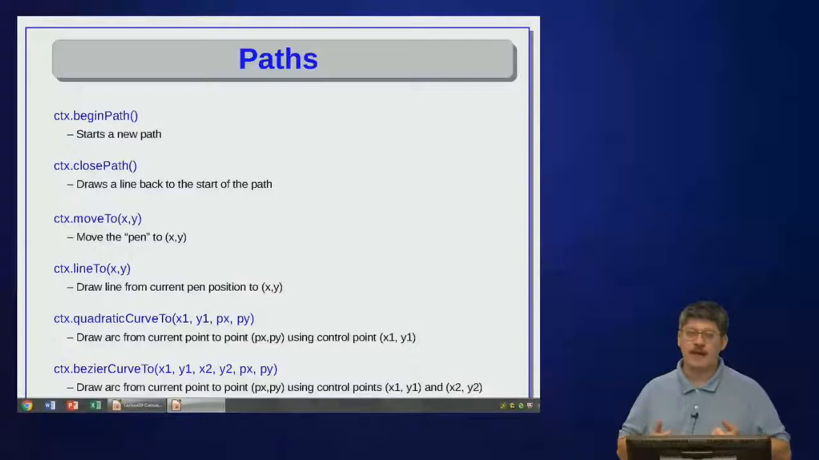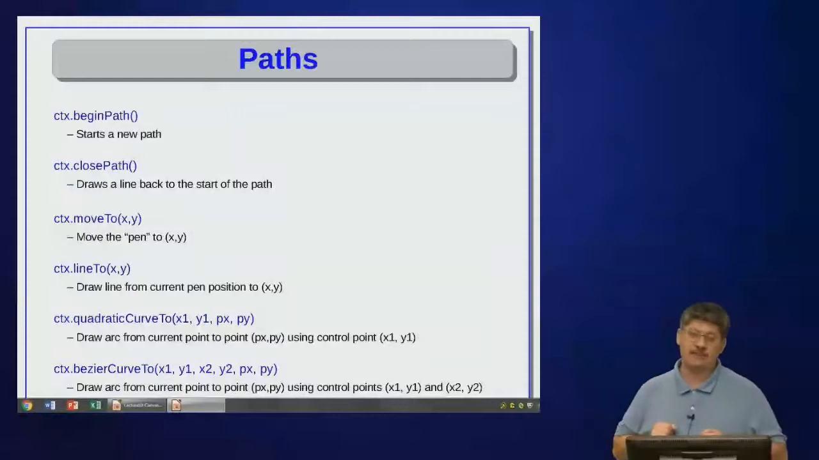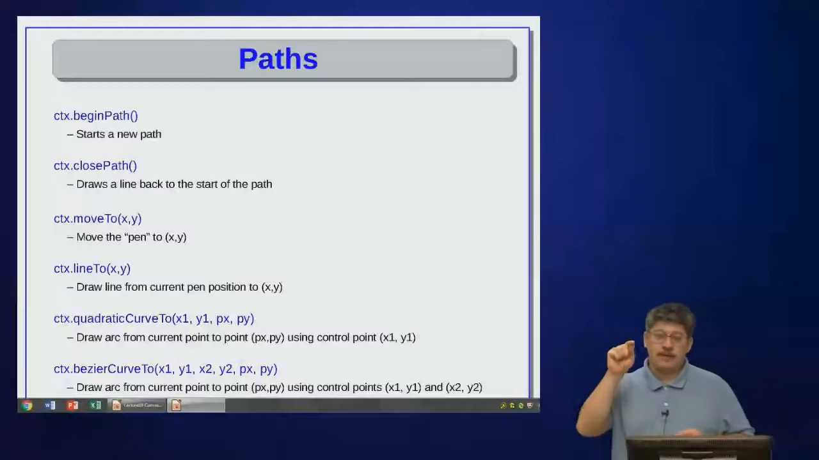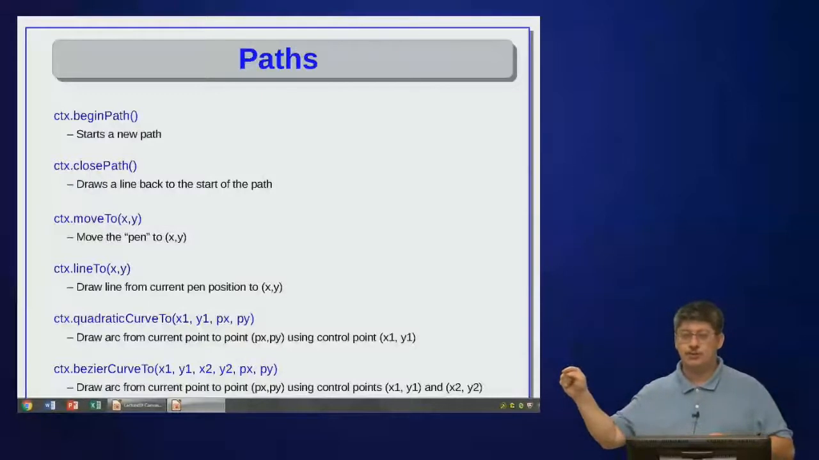There's also a closePath function. As with SVG, closing a path means I draw a line from the current pen position back to the beginning of the path. So it sort of just closes in the shape. There's a moveTo function that moves the pen without drawing. There's a lineTo function that draws a line from the current pen position to a new position, identified by the coordinates x and y.